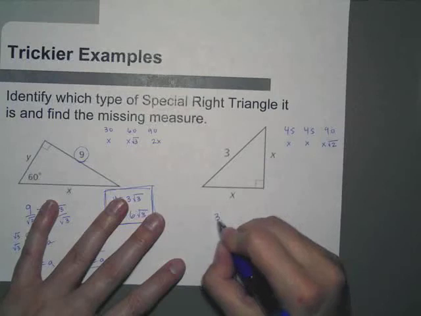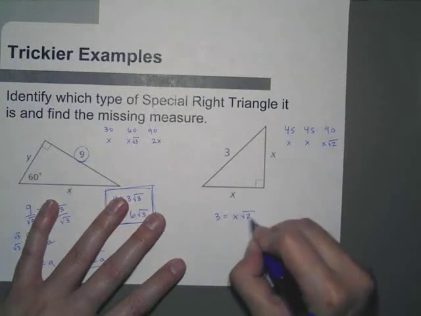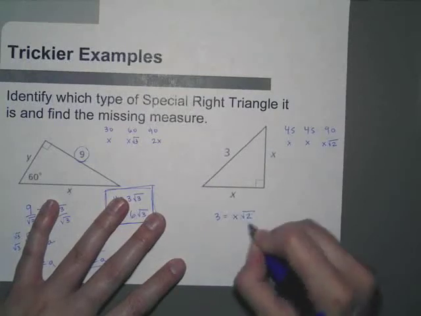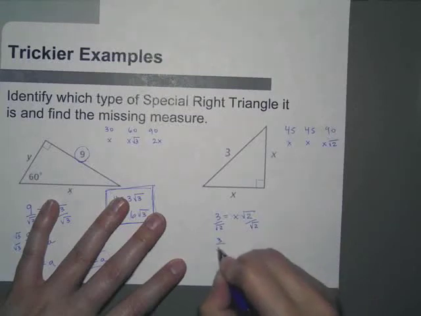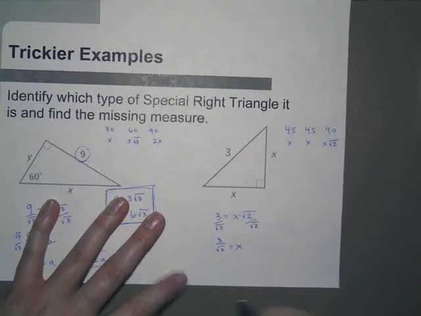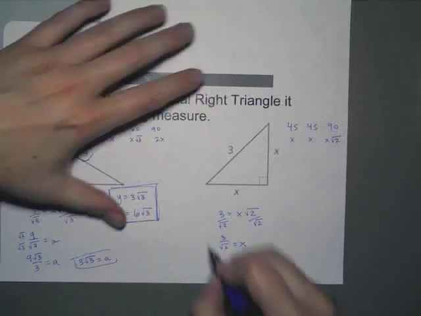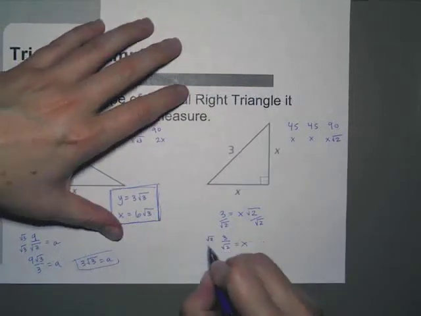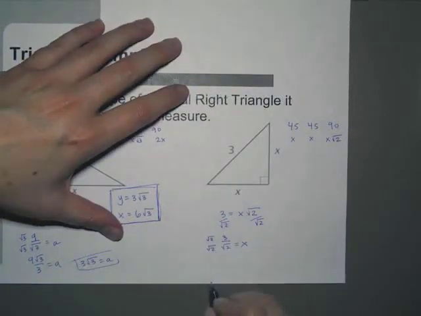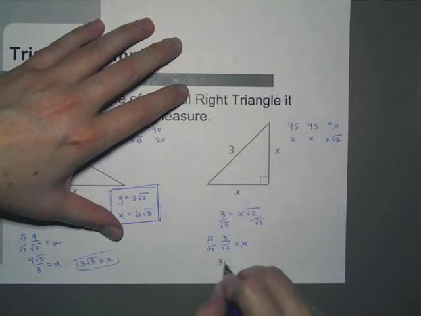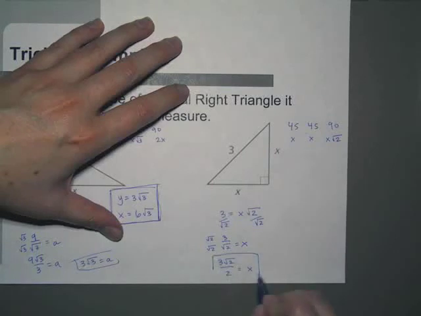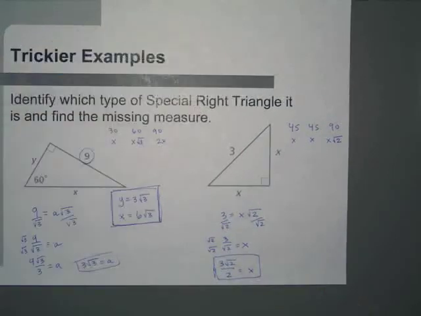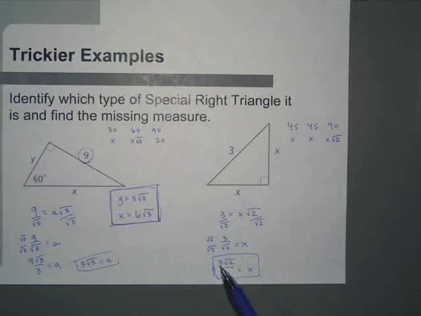Okay, so 3 equals x times the square root of 2. To get rid of that square root of 2, I have to divide both sides by the square root of 2. So 3 over the square root of 2 equals x. And again, I need to rationalize my denominator. So I'm going to multiply top and bottom by square root of 2. So this becomes 3 times the square root of 2 over 2 is x. And x is what we used for the shorter side here, so that is the final answer for this. So my two congruent sides here would be 3 square root of 2 over 2.